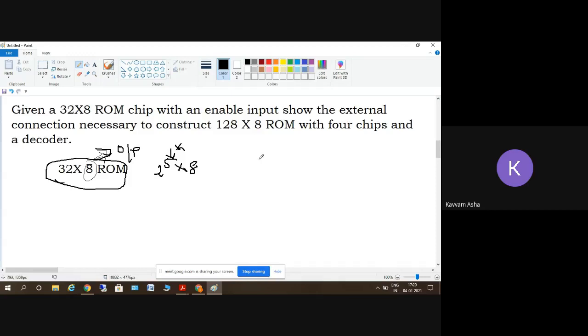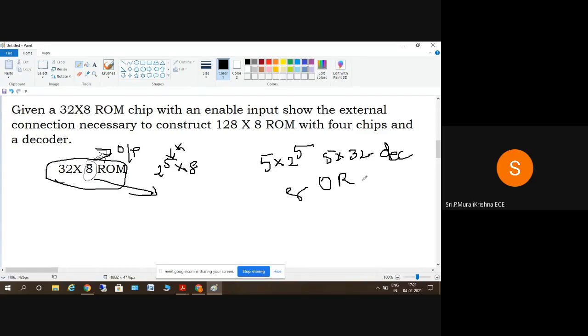5 into 32 decoder, sir. 5 into 2 power 5. 5 into k, that is k into 2 power k, will be the size of decoder. So that is equal to 5 into 32 decoder, which should be used to construct the 32 into 8 ROM. How many OR gates do we require here? 8 OR gates. Getting my point here.